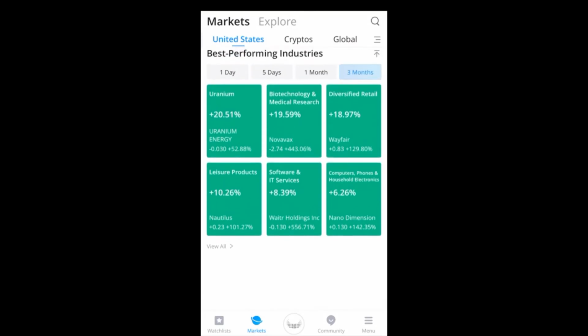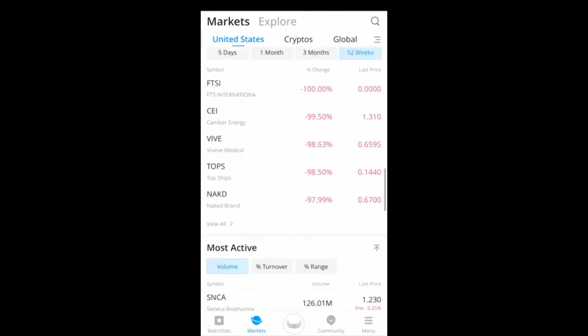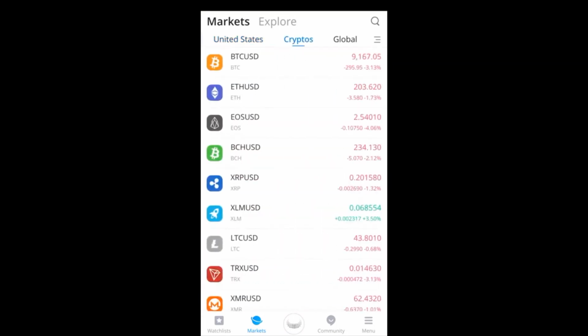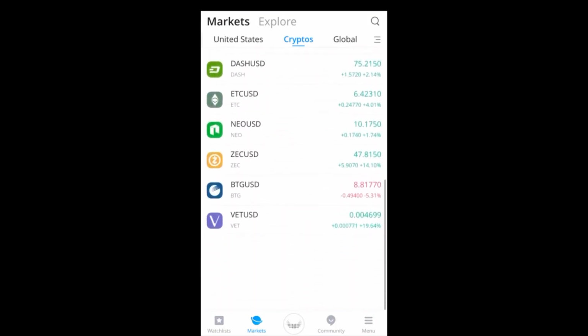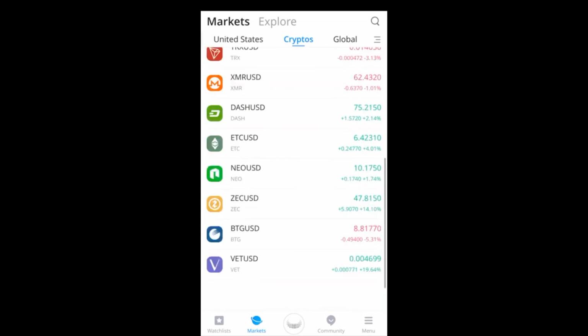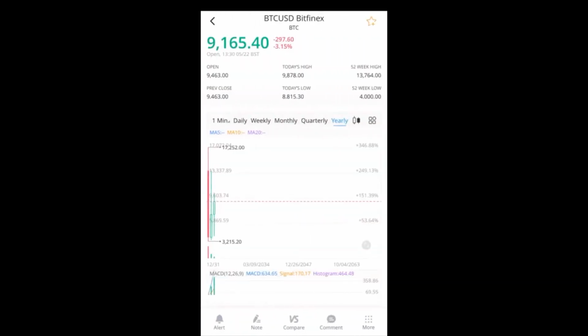And so that's it for the United States markets. You can also look at cryptocurrency by typing cryptos at the top middle. You can see Bitcoin, Ethereum, Bitcoin Cash. You see Ripple, you see Litecoin, and lots of other cryptocurrencies. If you follow them, they are listed here if you just want to take a look at them. And you can also add these to your watch list as well.